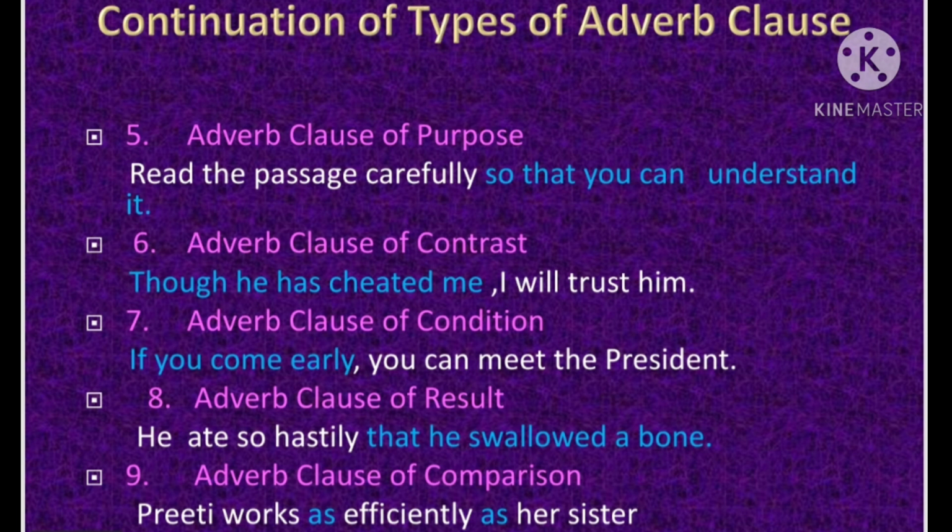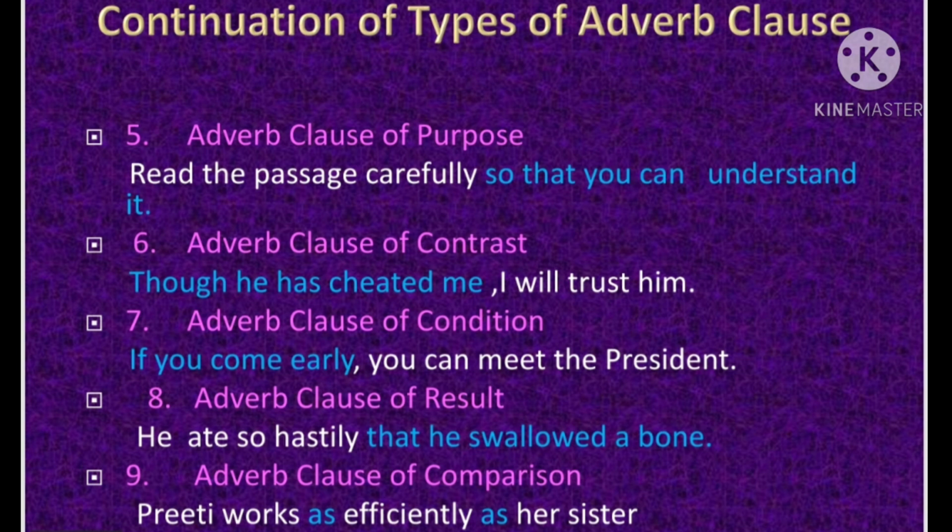Children, you might have noticed in the sentence that it's not necessary that you will always see the main clause in the beginning of the sentence. You may get the subordinate clause in the first part or sometimes in the second part of the sentence. Now the seventh type is adverb clause of condition.